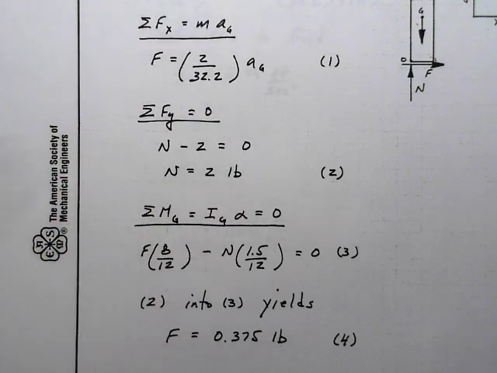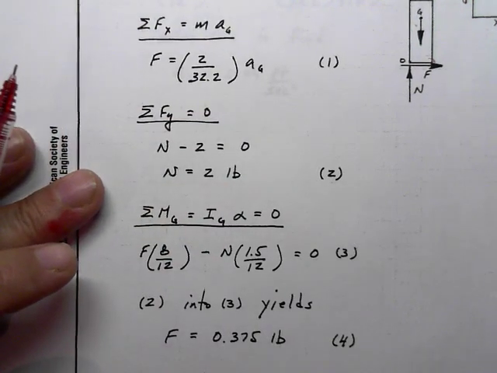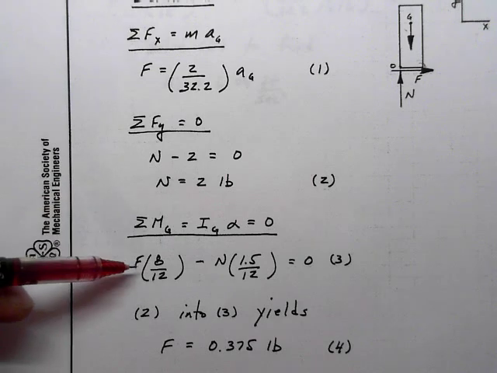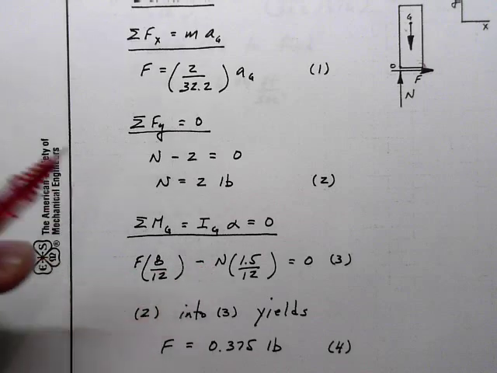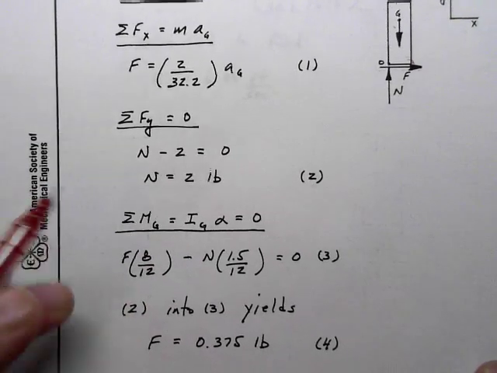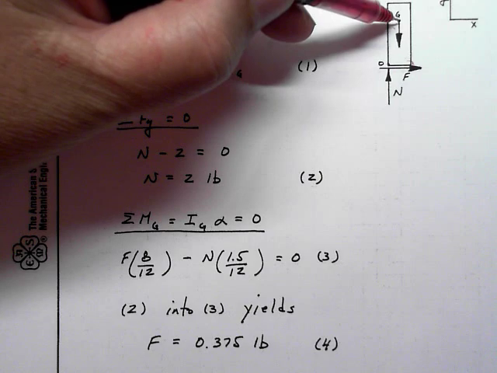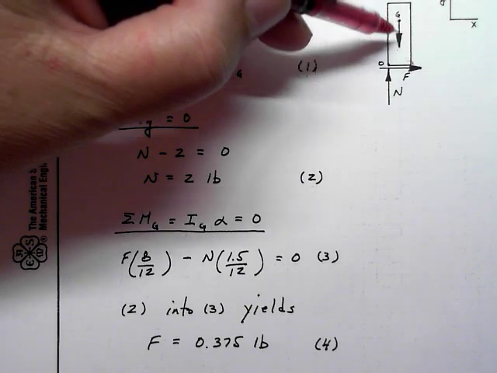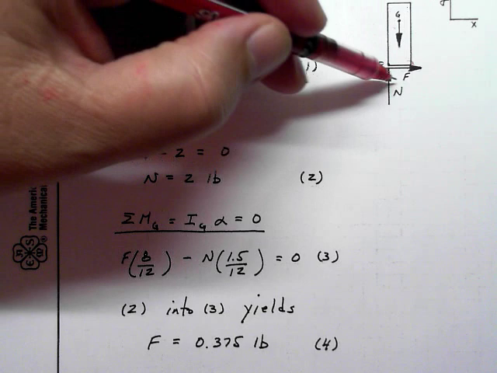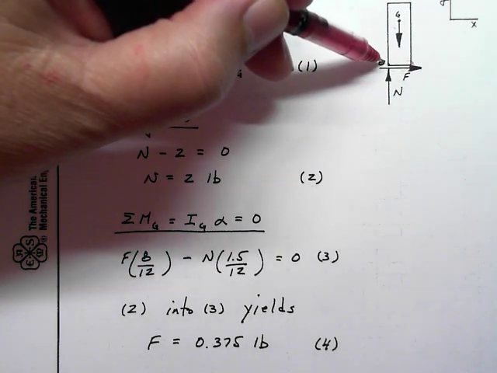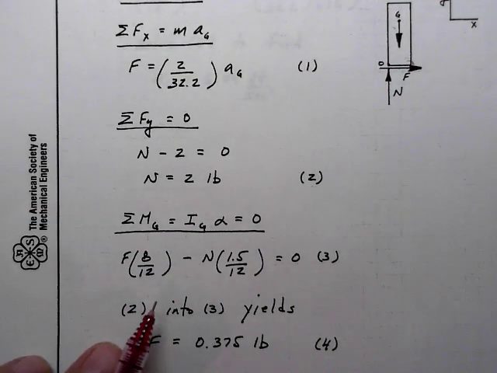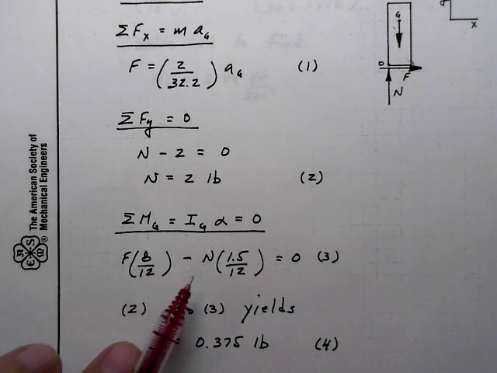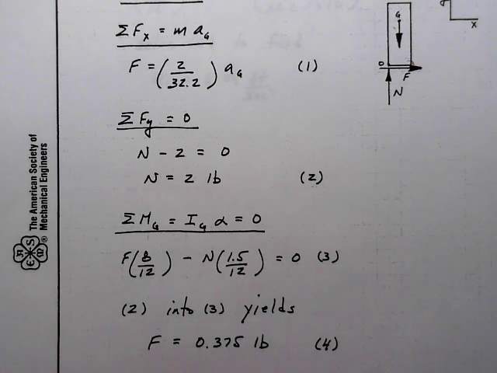Looking at our free body diagram, we have a friction force producing a moment about the center of gravity, and we have the normal force producing a moment about the center of gravity. The friction force moment arm is 8 inches, so we use 8 over 12 feet, and that's going to produce a positive moment for the friction force. The normal force is going to produce a negative moment, and it has a moment arm of 1.5 inches, dividing both the 8 and the 1.5 by 12 to convert to feet. And we say the friction moment minus the normal force moment is equal to 0.